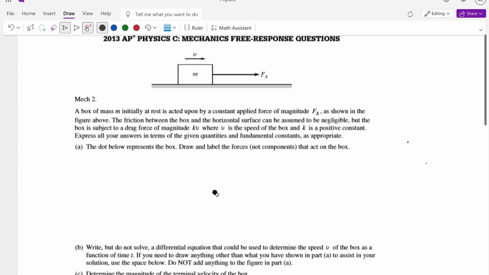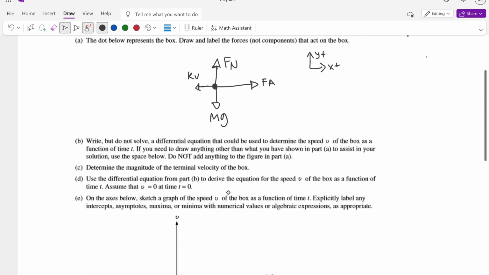In the free body diagram here, the object is represented by a dot, so this is m, right? And then the forces we're going to have is definitely Fa in the positive direction. I think we can set a coordinate system, right? X positive and then Y positive. We have mg downwards, the normal force upward, and then we're going to have the drag force of kv. Actually, I think I should draw this a little less. So kv. Yeah, and that's it for part A. All the forces are labeled, and yeah, we can move on.